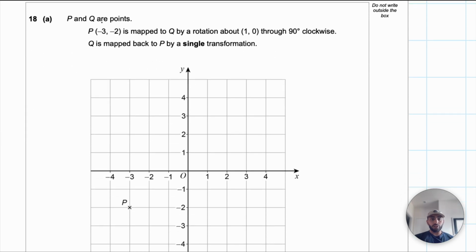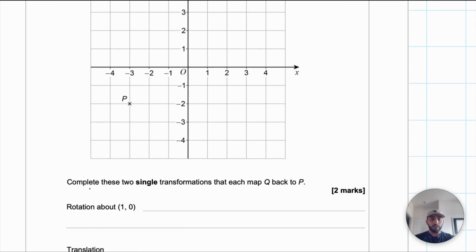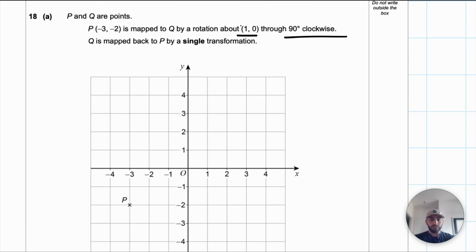Question 18. P and Q are points. So we've got P, we don't have Q yet. P at -3, -2, which has already been plotted, is mapped to Q by a rotation about 1, 0 through 90 degrees clockwise. Q is mapped back to P by a single transformation. Complete these two single transformations that each map Q back to P. The rotation about 1, 0. So we need to do this first rotation about 1, 0, which is over here, and it's going to be 90 degrees clockwise, and it would end up here.